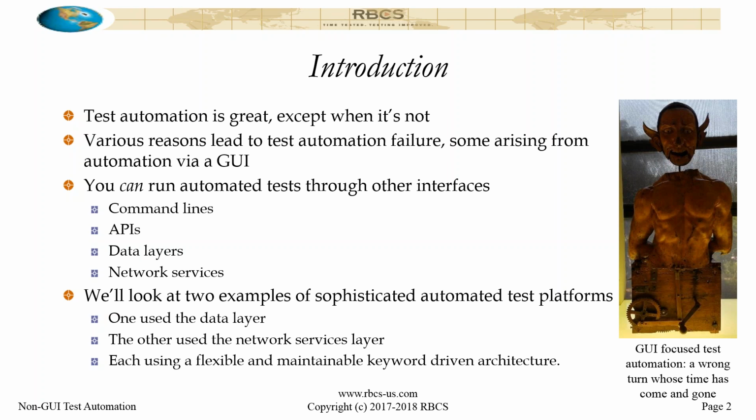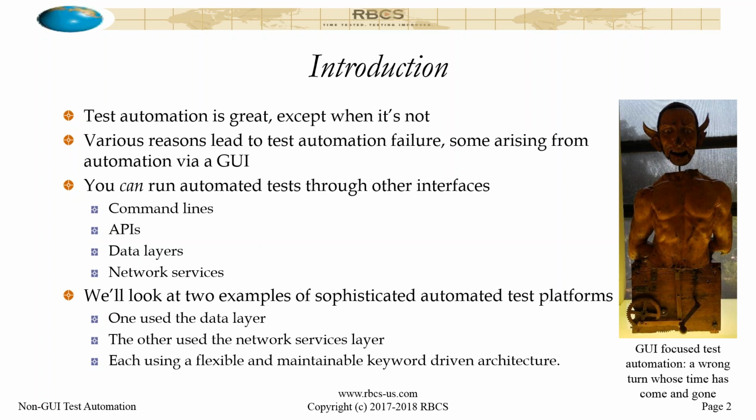And also network services or other kinds of service layers can be used to automate. Basically, any place where your application either currently presents interfaces to the big wide world or can be brought to do so can potentially be an automation interface. And what is often true is that those interfaces can be more stable than a graphical user interface.